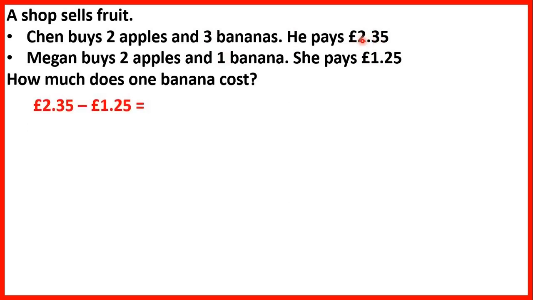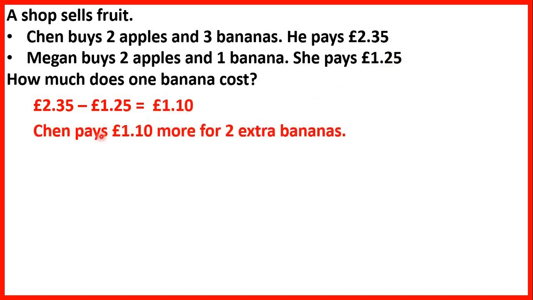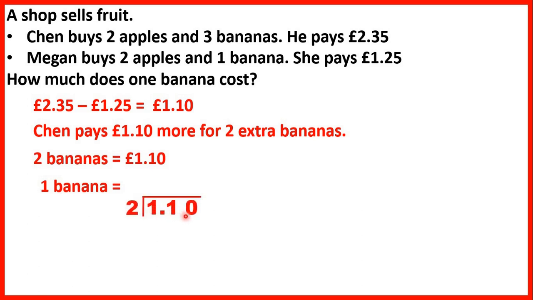So we can work out £2.35 minus £1.25. That's £1.10. So Chen pays £1.10 more, and for that he gets 2 extra bananas. But we want to know the cost of 1 banana. Because we know the cost of 2 bananas, that's £1.10. To find the cost of 1 banana, we can divide £1.10 by 2. To do that, we can use short division, and that gives us £0.55, so 55 pence as the cost of a banana.